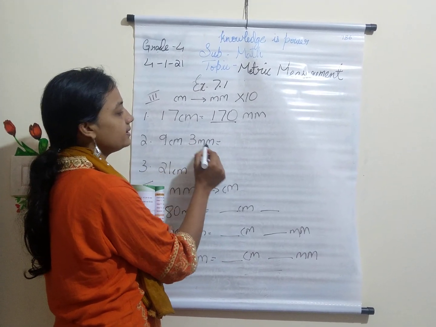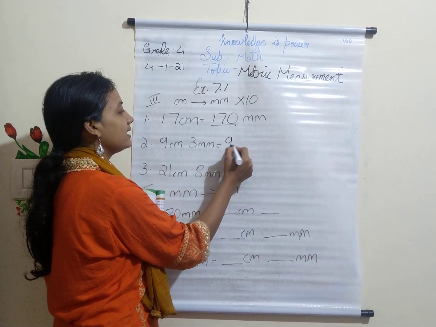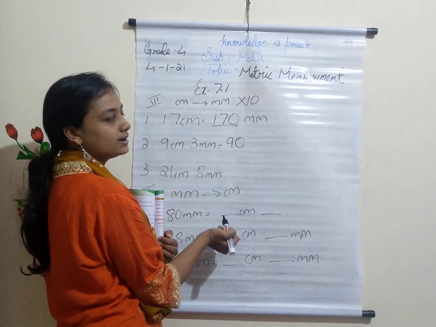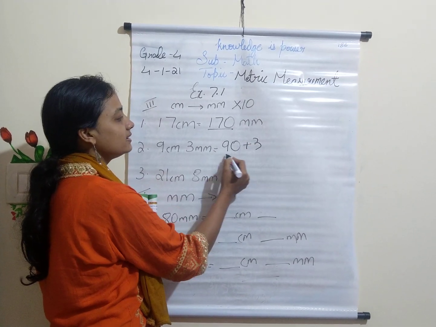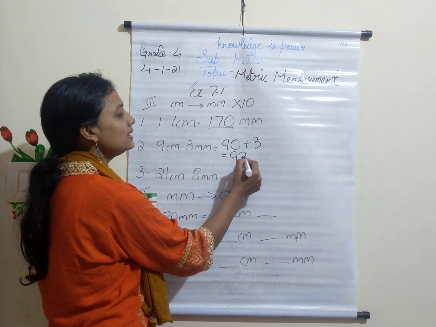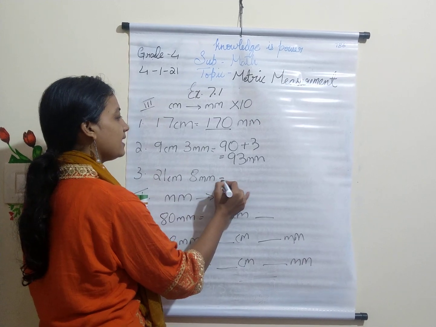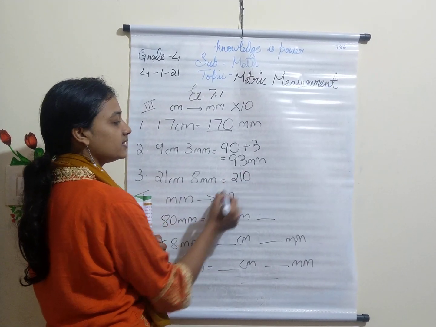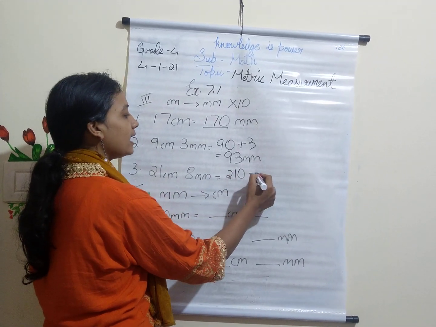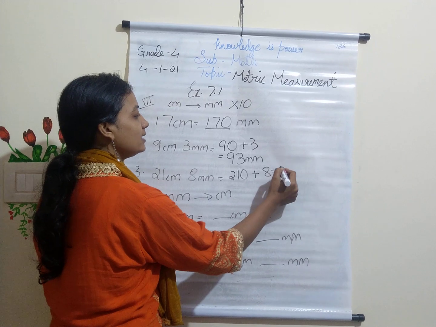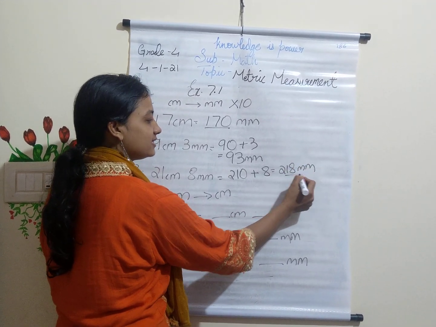Now next, centimeter, millimeter. Both are together. In that case, first I will convert centimeters to millimeter. 9, add 1 zero. And then add the millimeters here. Final answer would be 93 millimeter. Next one. Again same thing. 21 with 1 zero. This is the millimeter. Centimeter converted to millimeter. Add 8 to that. You get 218 millimeter as your final answer.